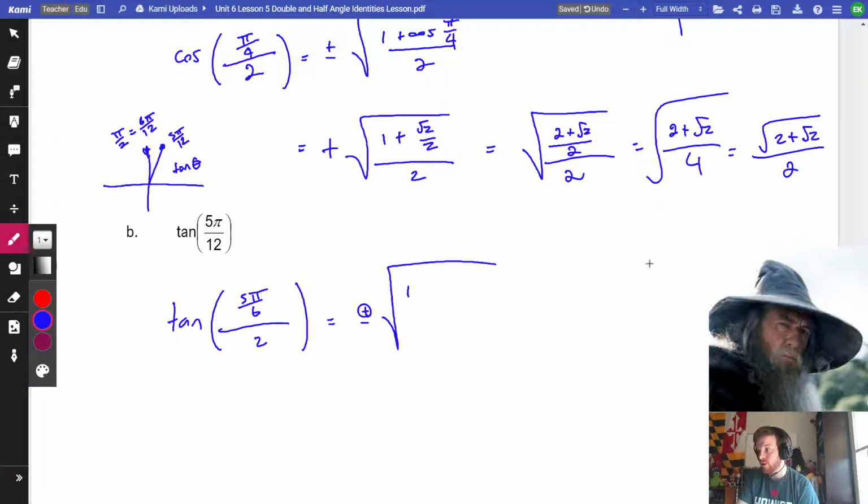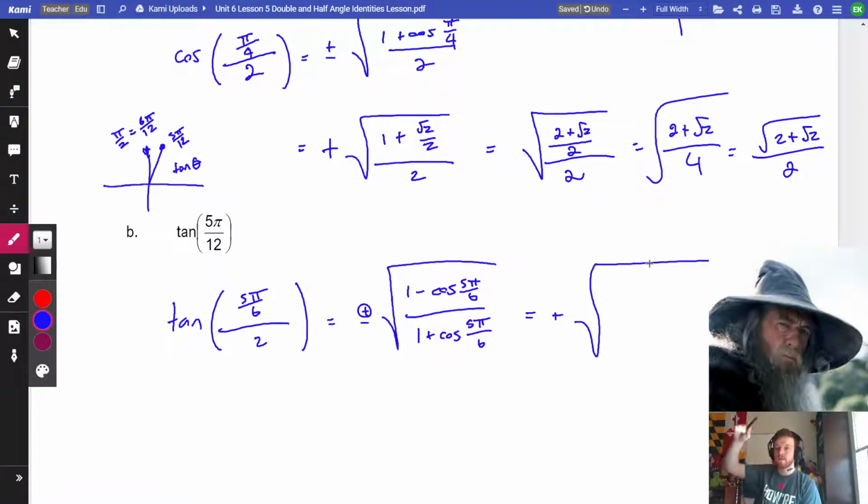The square root of 1 minus cosine theta over 1 plus cosine theta. Positive cosine of 5 pi over 6, where's that going to be? That's going to be over there. Cosine is negative root 3 over 2. Negative root 3 over 2 plus root 3 over 2, because we're subtracting, minus root 3 over 2. This is our answer. Right.